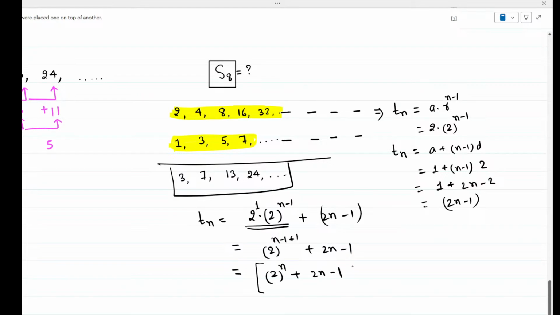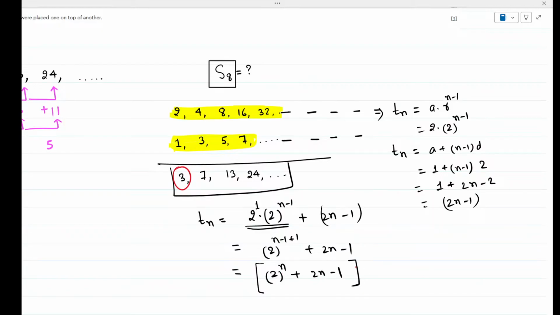Is it okay? Please see here. You can verify. If you put n value 1, are you getting 3? So put n value 1. So 2 raised to the power 1 is 2.